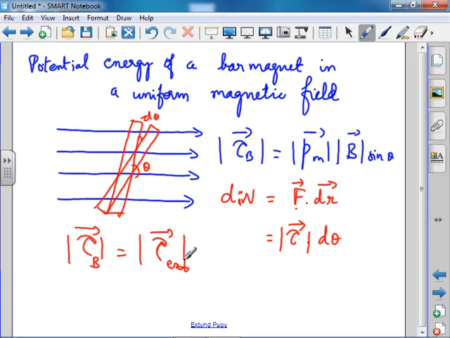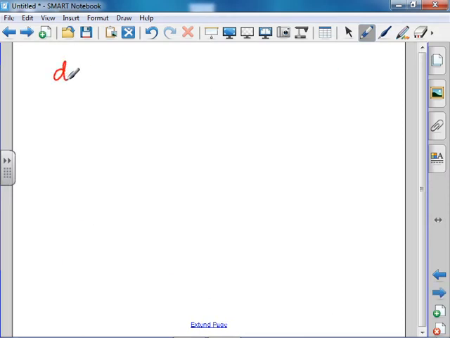So how will you write this dW? dW can be written as PM into B sin theta into d theta. That is, we have substituted the value of tau. So dW is equal to PMB sin theta d theta, substituted in place of tau.